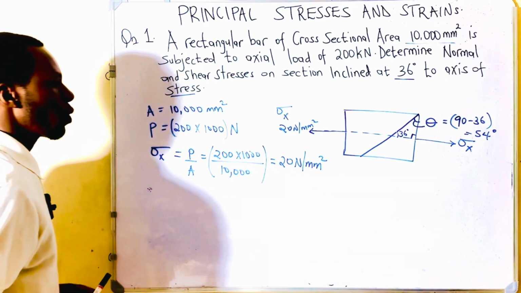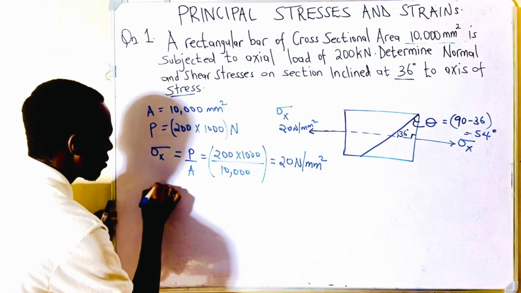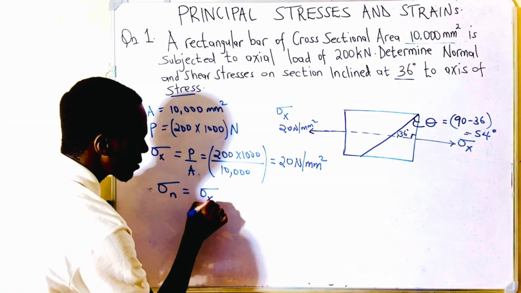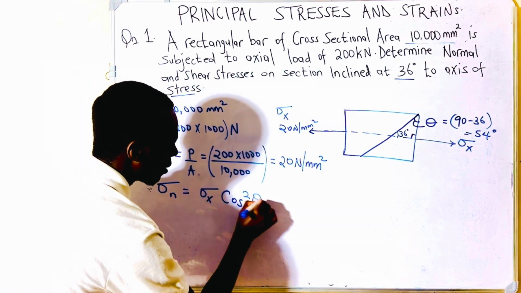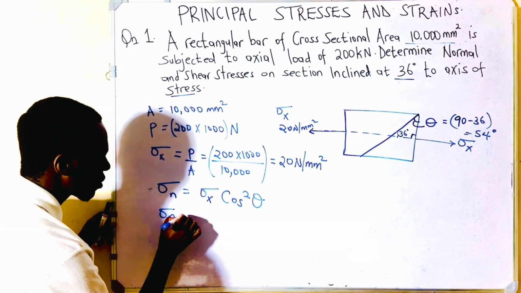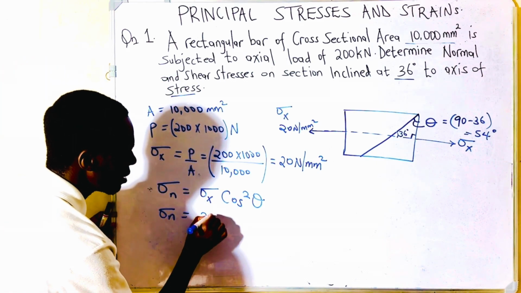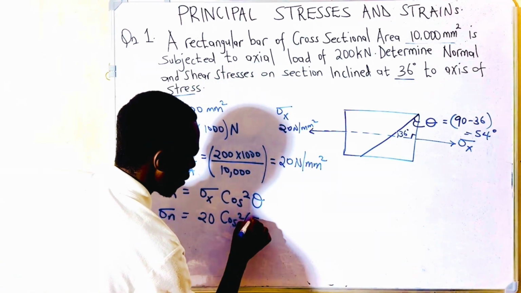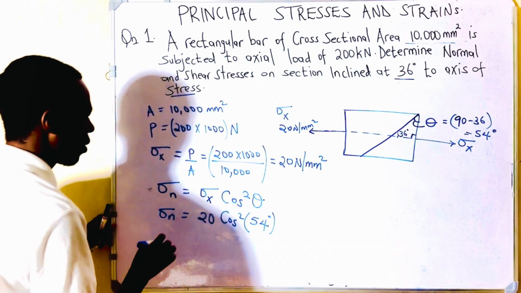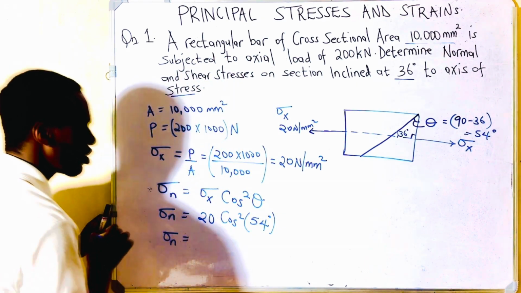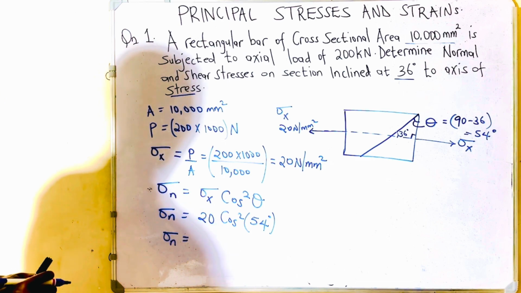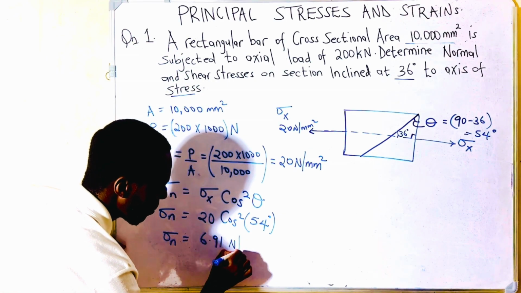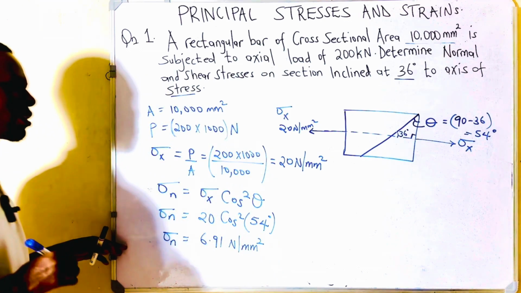Now, given this information, we can easily calculate the first one, which is sigma normal. Last time we found that the expression is sigma x cos square theta. So when you substitute this, what is going to be your answer? Sigma is 20, and cos square of theta, with theta 54 degrees. You just check from your calculator. According to my calculator, I'm getting something like 6.91 Newton per millimeter square. So you get to calculate that.